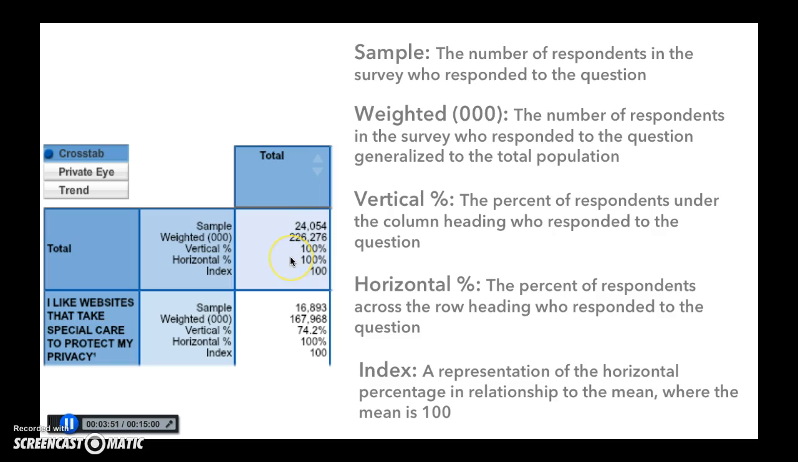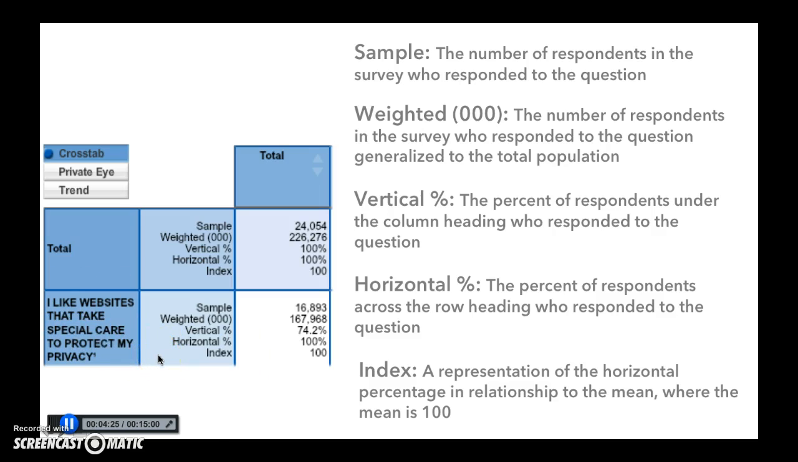Moving along to the next 2 rows, they're noted as a vertical percentage and a horizontal percentage. The vertical percentage is the percent of respondents under the column heading that responded positively to the question. That means that 74.2% of all people agree with the statement, "I like websites that take special care to protect my privacy." The horizontal percentage represents the percent of respondents across the row heading.